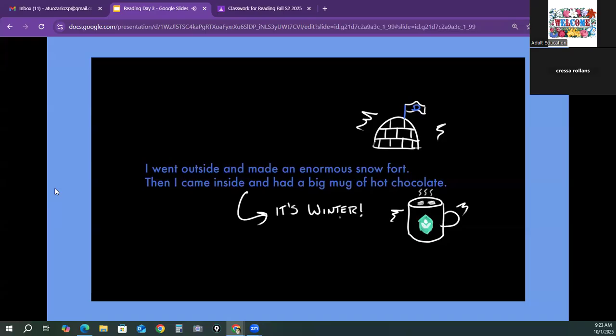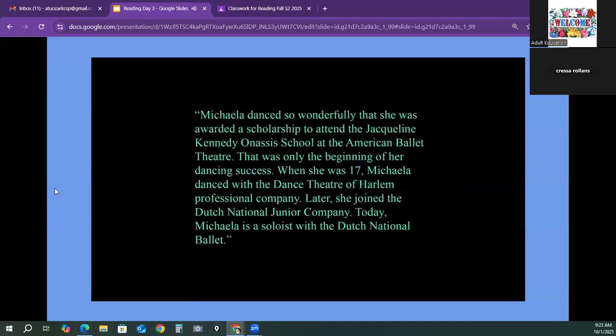Where I live, these are not activities that one pursues in the height of summer outside. So I'm looking for clues within the text. Snow fort, I'm outside, I came inside, and then I had hot chocolate, which is not traditionally a beverage that is consumed when it's warm out. Let's take a look at another example. This paragraph is part of a longer passage that is about a young ballet dancer named Michaela. Michaela danced so wonderfully that she was awarded a scholarship to attend the Jacqueline Kennedy Onassis School at the American Ballet Theater.